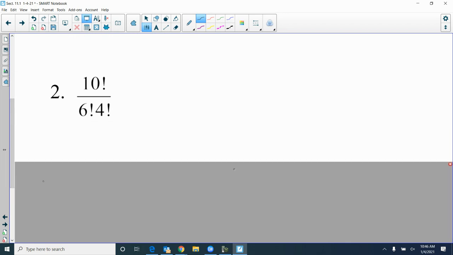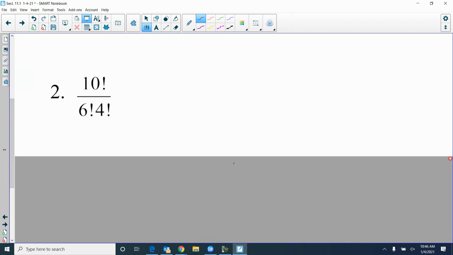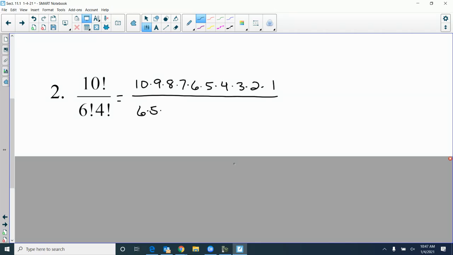All right, that second one: 10 factorial divided by 6 factorial times 4 factorial. Now, you cannot combine 6 and 4 to get 10. Those are two separate things. What does 10 factorial mean? It means 10 all the way down to 1 multiplied together: 10, 9, 8, 7, 6, 5, 4, 3, 2, 1. And this is 6, 5, 4, 3, 2, 1. And then the second one is 4 times 3 times 2 times 1.